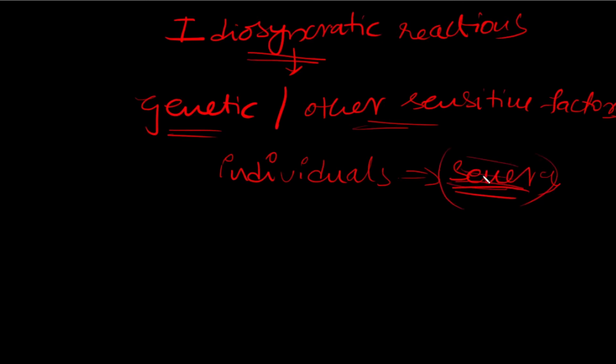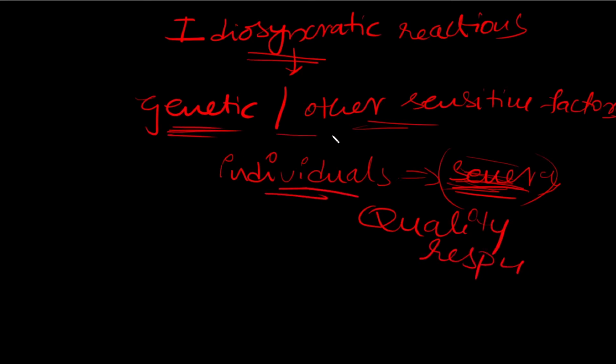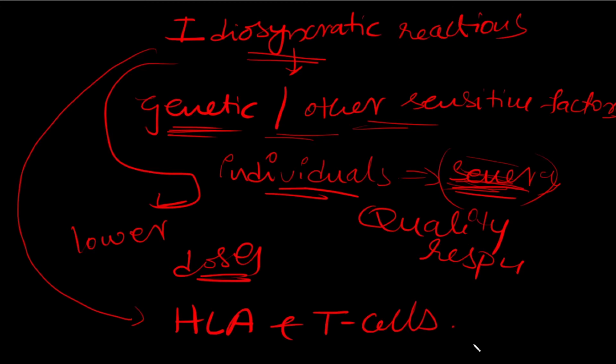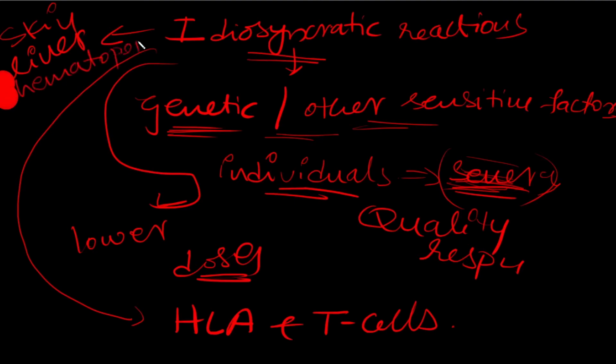It's not right to say severe reactions. The quality of the response is the same, but these individuals, because of these sensitive factors, respond at very low doses. And these idiosyncratic reactions could mount an immune response via human leukocyte antigens and T cells. Most often, these reactions are observed in skin, liver, and hematopoietic system of the immune system.